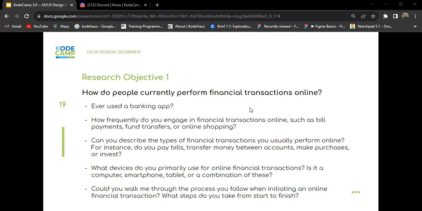Could you walk me through the process you follow when initiating an online financial transaction? Lastly, what steps do you take from start to finish? With all of these questions, I'm going to gain a lot of understanding of the users, because they're going to tell me all the processes they take, and with that, I'm going to be taking notes.